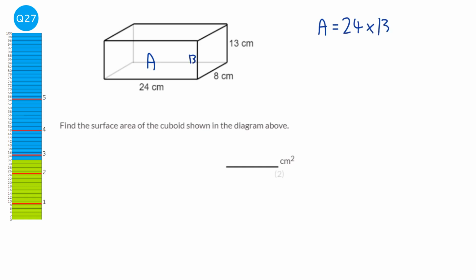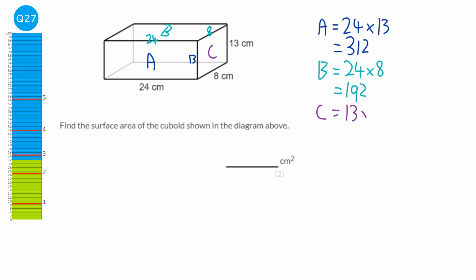So we're going to do 24 times 13, which is 312. Next we're going to do B, which is this one at the top, and it's 24 across and 8 is the length. So 24 times 8, which is 192. And finally C on this side here, which is going to be 13 times 8, which is 104.